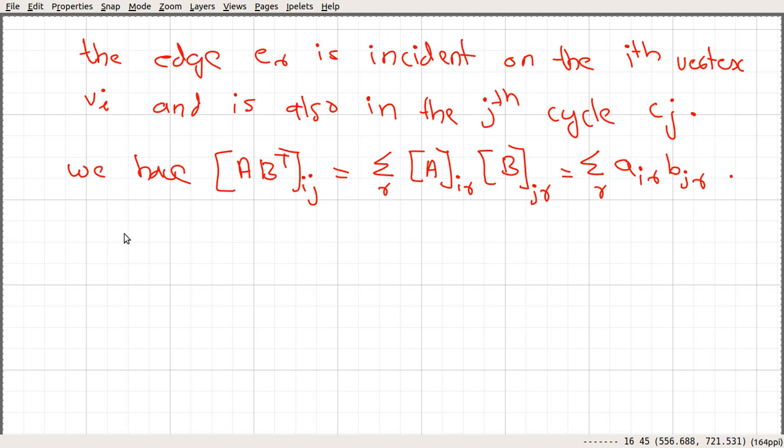Let's consider an arbitrary edge. For each edge Er of G in the graph G, we will have 4 cases, and let's go through those 4 cases and see what is going to happen with this summation.